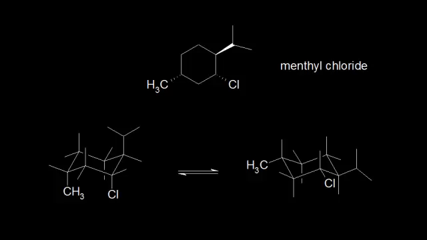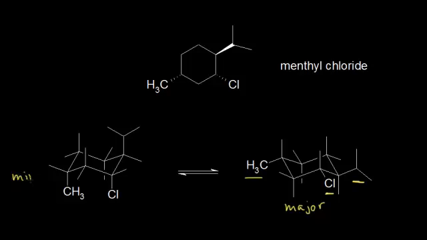Once again, we're looking for putting your bulky groups equatorial. Here our isopropyl group is equatorial, our methyl group is equatorial, and actually our chlorine is equatorial. So everything is equatorial here. That's the most stable conformation, right? So this is the major conformation, and that makes this one over here the minor conformation.